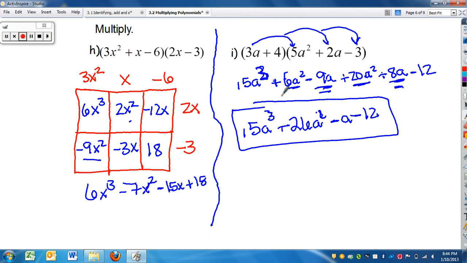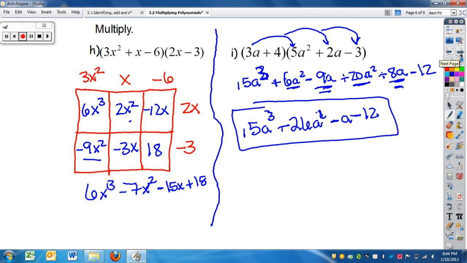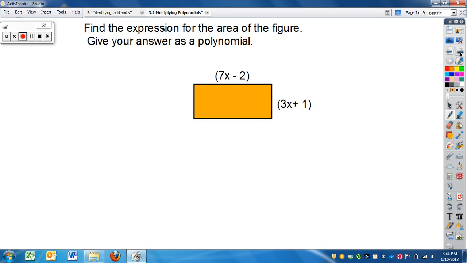So again, you get the answer. It's just sometimes it gets a little messy. The more terms we have, the more messy it gets, where the box kind of keeps it nice and organized. So it kind of depends on what kind of person you are. You can use either method.